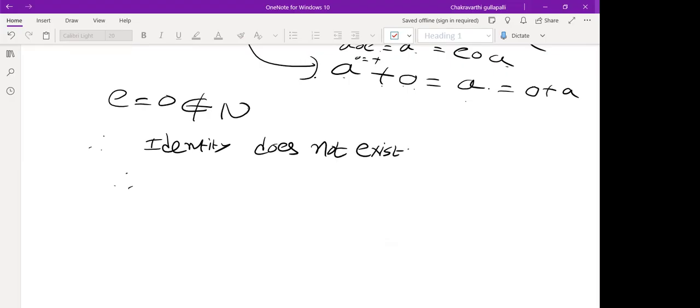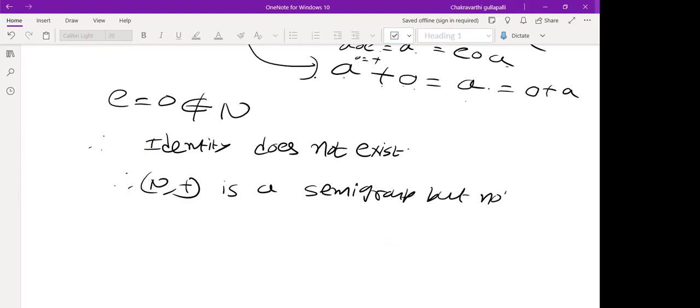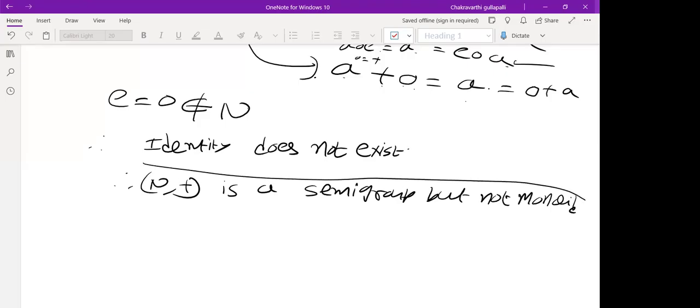Therefore, N comma plus is a semi-group, but not a monoid. So sometimes what happens is that A circle E equal to E circle A will be satisfied, but E may not be there in the set. So the condition is that E should be there in the set, and not only that, A circle E should be equal to E circle A equal to A. That is very important. Very, very interesting.